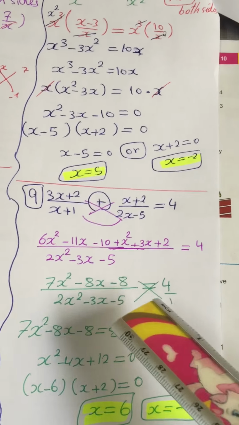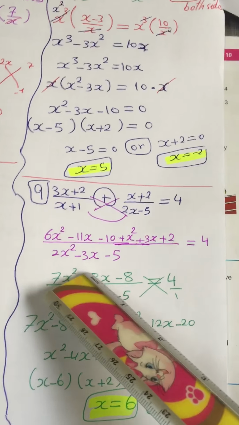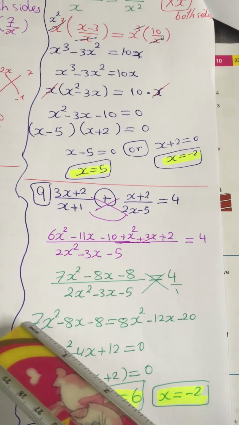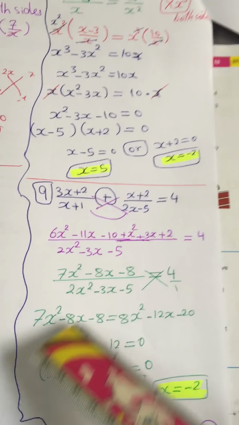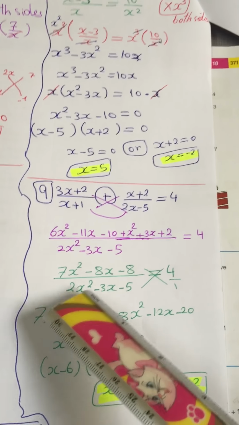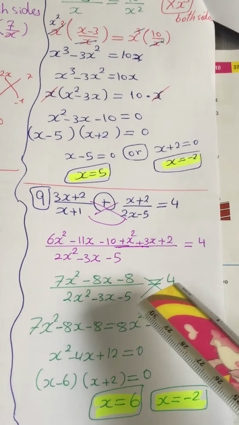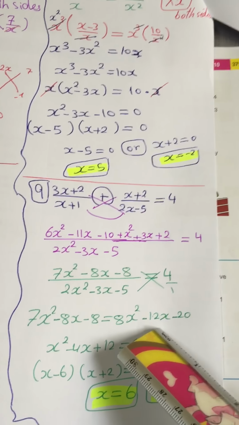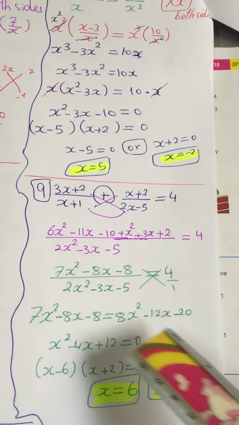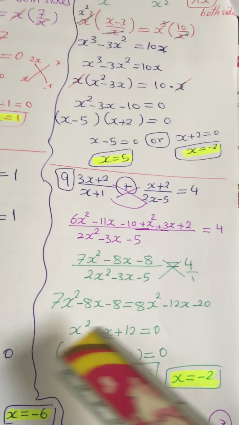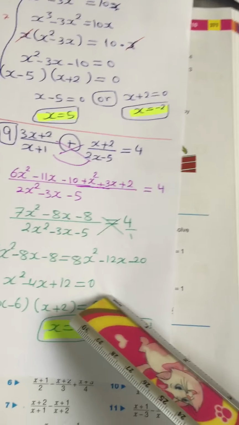Make cross multiplication. All this multiply by 4, all this multiply by 1. Multiply by 1 gives me 7x squared minus 8x minus 8. And here multiply by 4. So 4 times 2 equal 8x squared. 4 times negative 3 equal negative 12x. And 4 times negative 5 equal negative 20. Now take all these terms aside, make the equation equal 0.